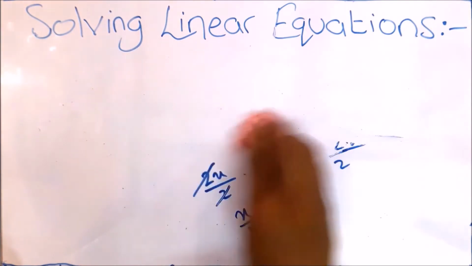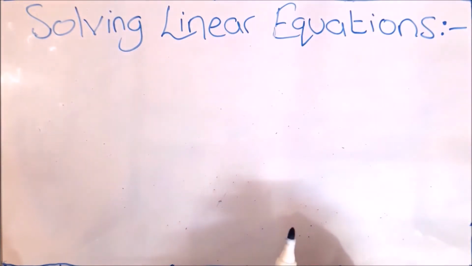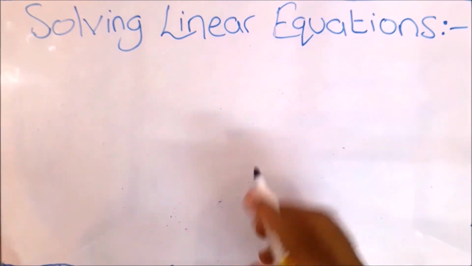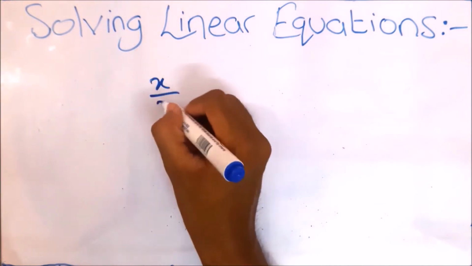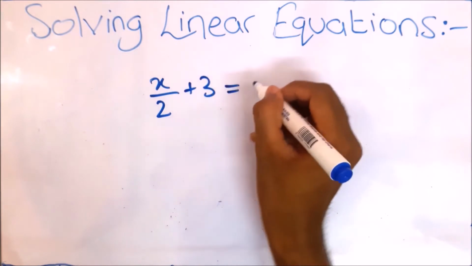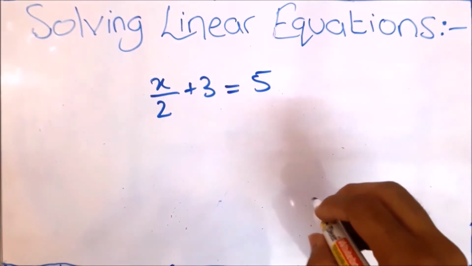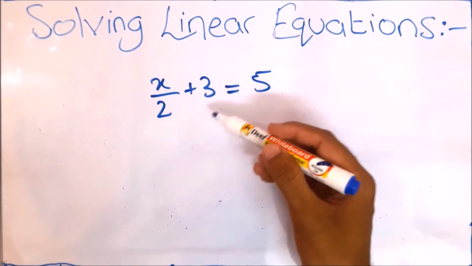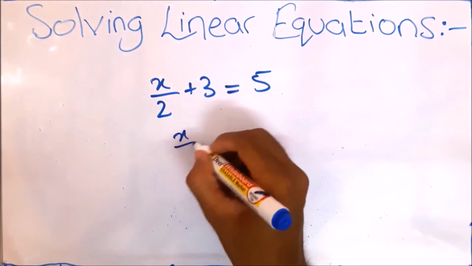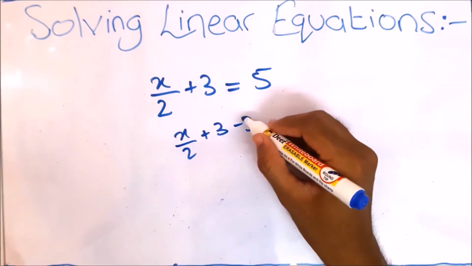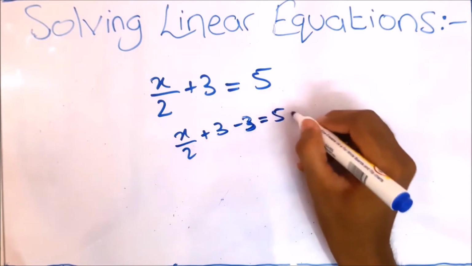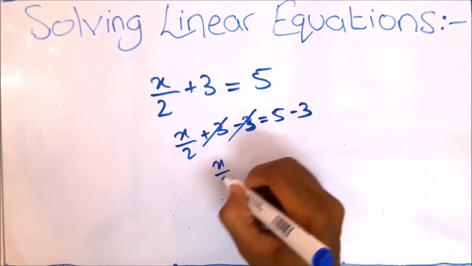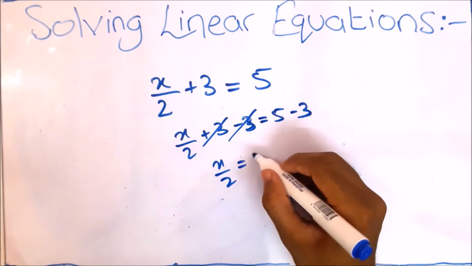Okay, let's move on to a bit more difficult example. Here we will involve fractions in linear equations. We have x over 2 plus 3 is equal to 5. Here x is being disturbed by this over 2 sign and then plus 3. First of all, we get rid of this 3: x over 2 plus 3 minus 3 is equal to 5 minus 3, which gives us, when we cancel out these 3, x over 2 is equal to 5 minus 3, which is 2.